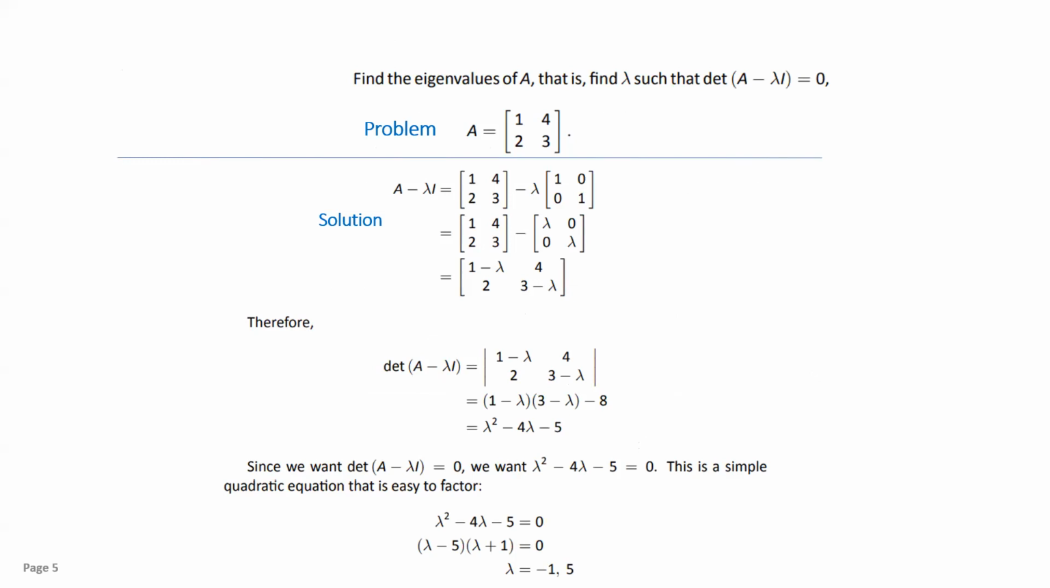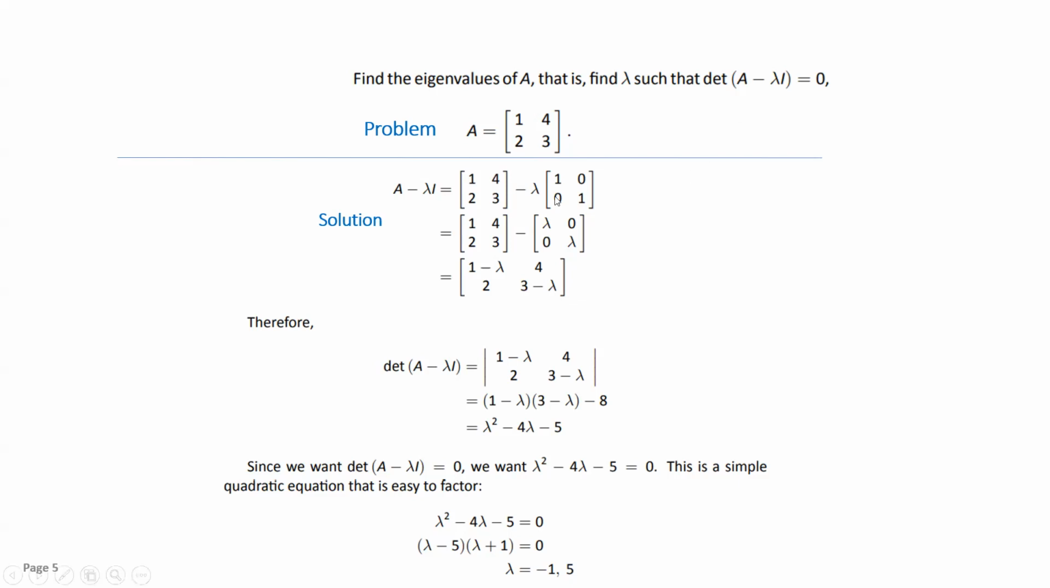So with these examples, we can see how to find the eigenvalue first. Find the eigenvalue of A, that is, find lambda such that the determinant of A minus lambda I is equal to 0. And he has given A as a second order matrix, 1, 4, 2, 3. A minus lambda I, as we discussed earlier, where I is an identity matrix and A is 1, 4, 2, 3, which is given.